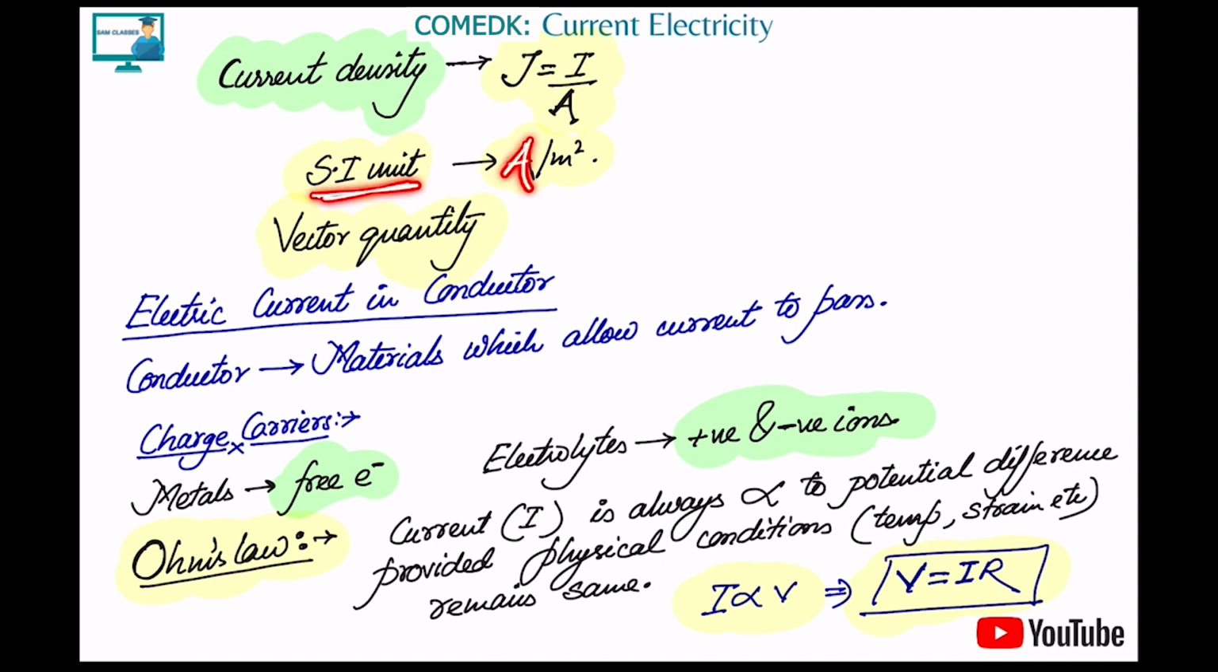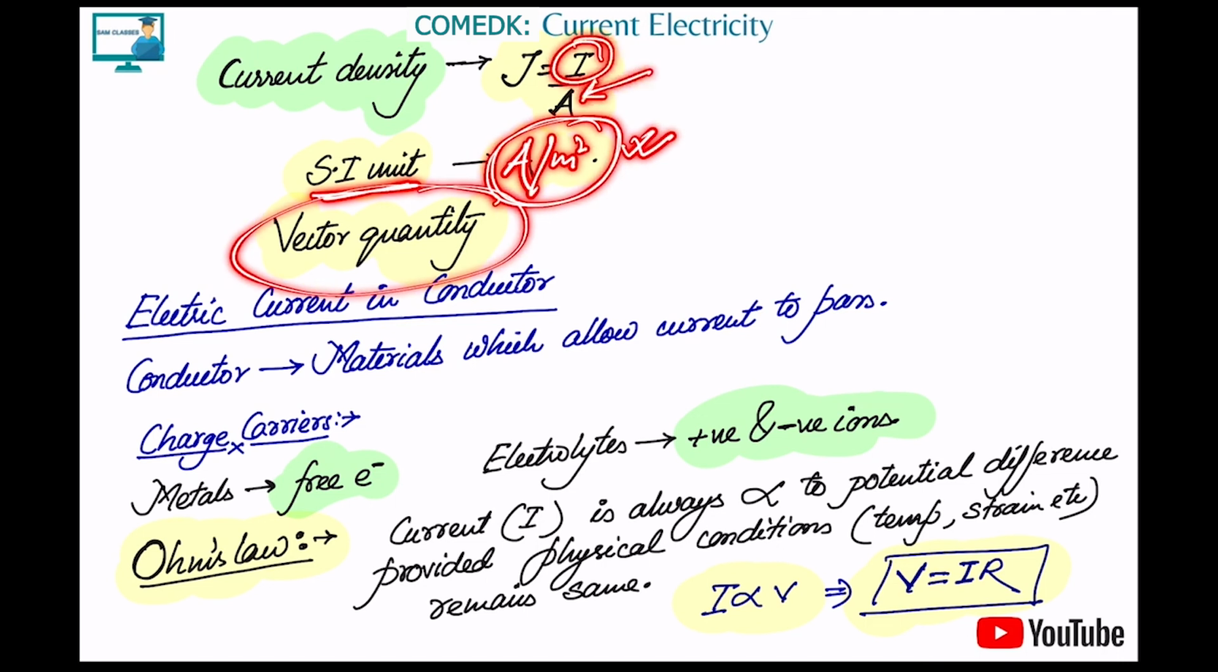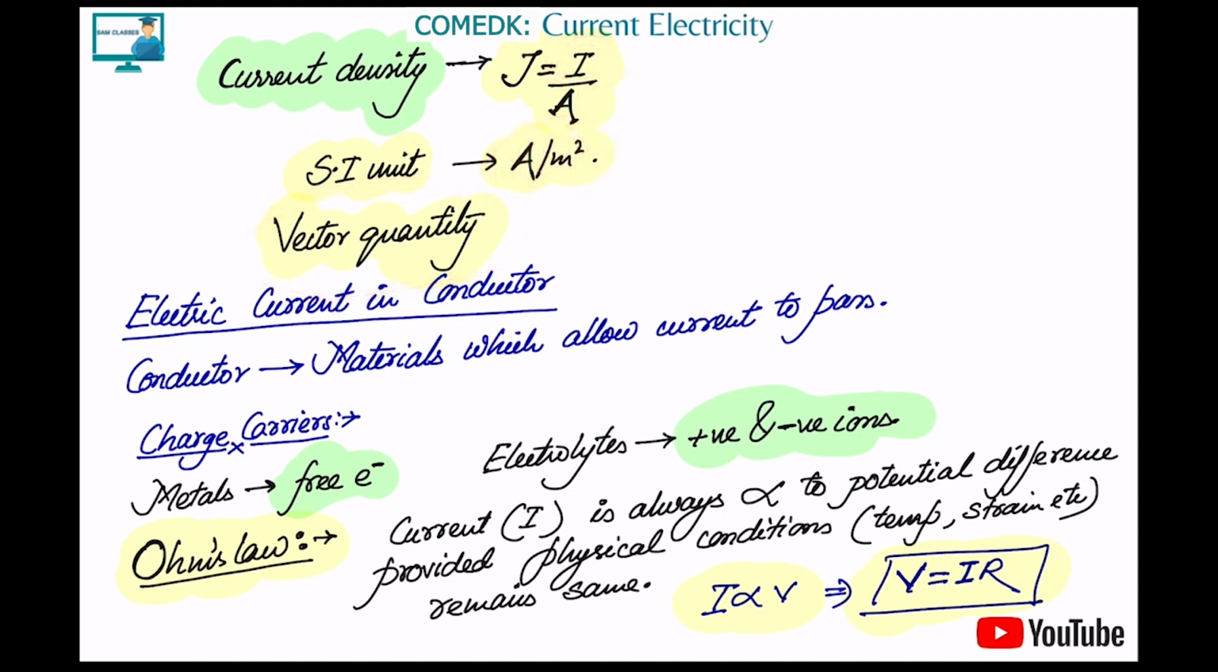Ampere per meter square. So basically we talk about per meter square. It is a vector quantity. Why vector? Current is not a vector, but because of the area, and area is a vector quantity.